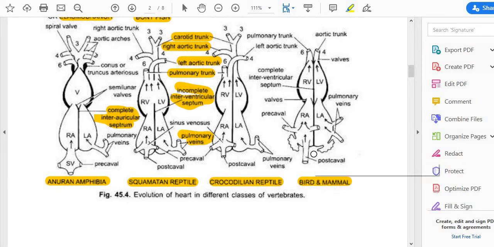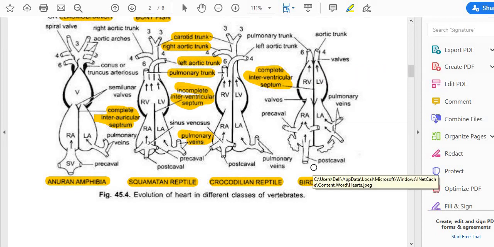Here the sinus venosus is completely not seen. The auricles are divided into right and left auricles through the interauricular septum, and from the auricles the blood enters into the ventricles. The ventricles are also divided completely through the interventricular septum, that is a complete interventricular septum. From the ventricle the blood moves into the other vessels.